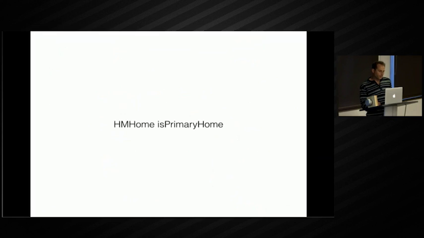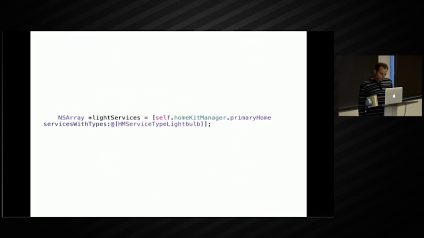Another note is HM Home: you can have a primary home, and often Siri gets confused if you have multiple homes. So it's very important to set the home as your primary home. Otherwise, sometimes it might not recognize some of your commands. Here is just a little snippet to get all of the lights in a house. There's a way to get all of the services of a particular type, which is useful if you want to find a particular set of things and turn all the lights off, for example. This would be a really useful snippet.